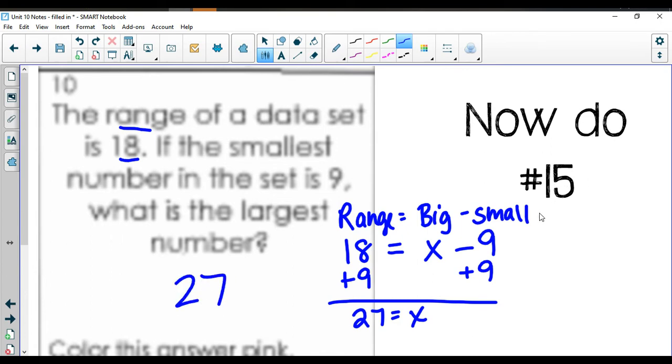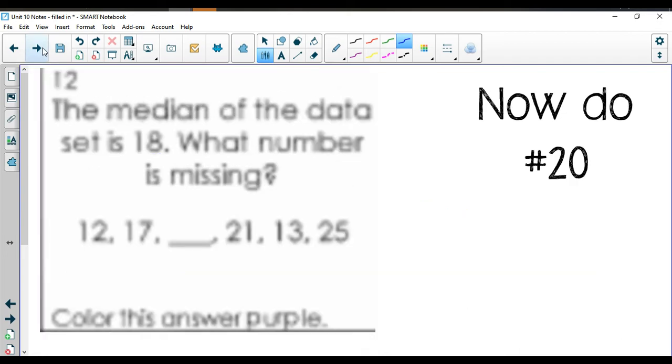Similar question that's on here is question number 15. I would recommend you go ahead and do that now with this one fresh in your mind. Another question I'd like to talk to you about is number 12. The median of the data set is 18.